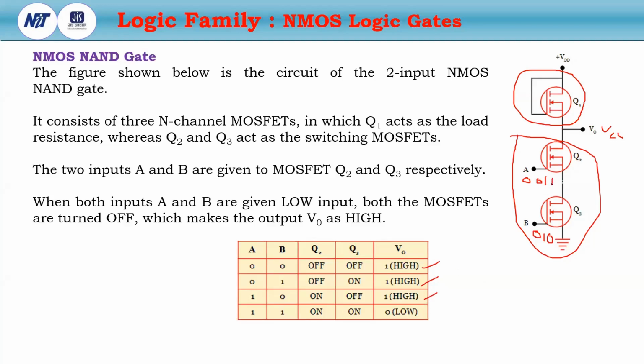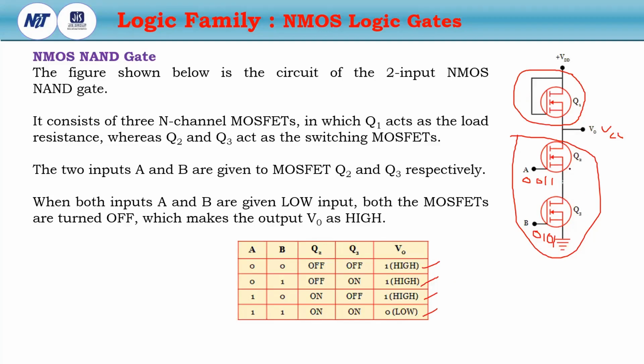Now if this is 1 and this is 1, then both the transistors Q2 and Q3 are turned on. Then the VCC will get a path to the ground. So the output will be logic 0. Or the current will be produced from VDD to ground through the Q1, Q2 and Q3. Then the V0 will be logic 0 or low. So this is the basic operation.